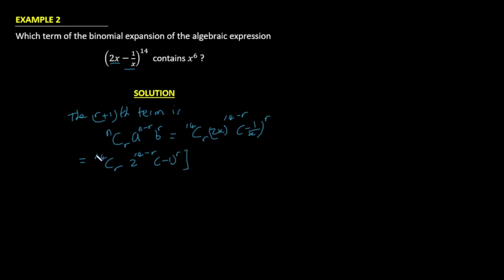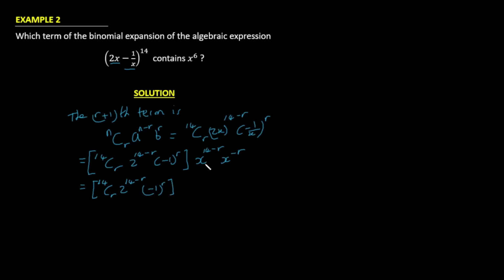So the whole of this will be a number, because 14 combination r will be a number, 2 to the power of 14 minus r also will be a number, and minus 1 to the power of r will also be a number. So we are left with x to the power of 14 minus r. Here is 1 over x, which will be x to the power of minus r. And this we are going to have 14 combination r, 2 to the power of 14 minus r, minus 1 to the power of r.